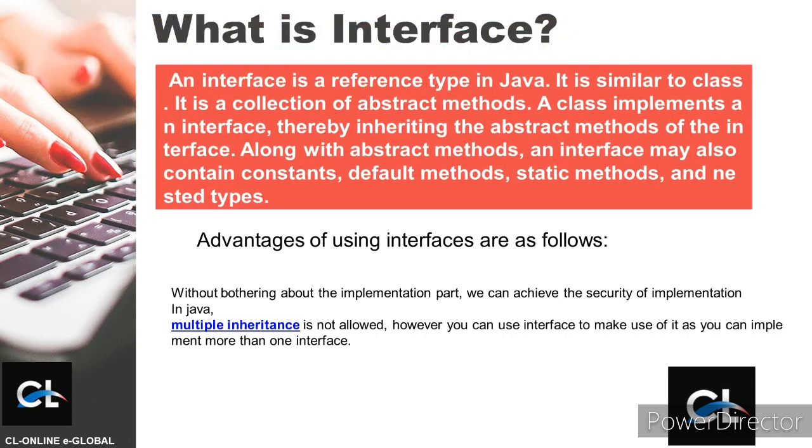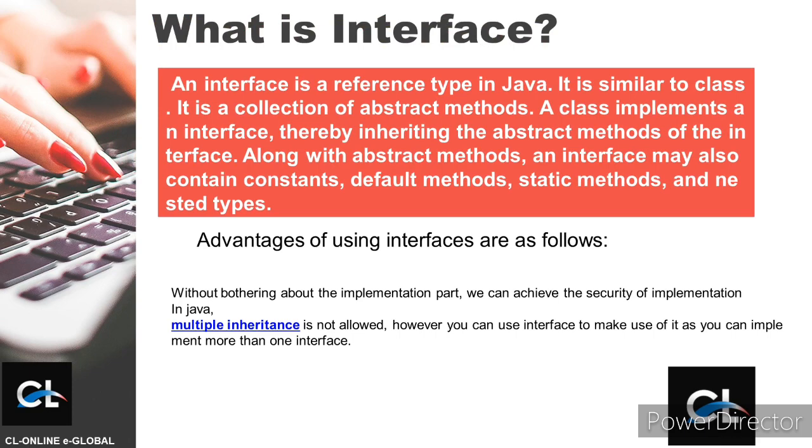As I told, an interface is a reference type in Java. It's similar to a class. It is a collection of abstract methods. A class can implement an interface, thereby inheriting the abstract methods of the interface. Along with abstract methods, an interface may also contain constants, default methods, static methods, and nested types as well.